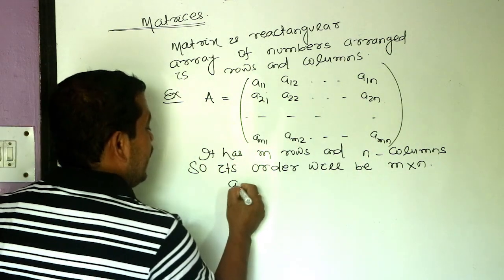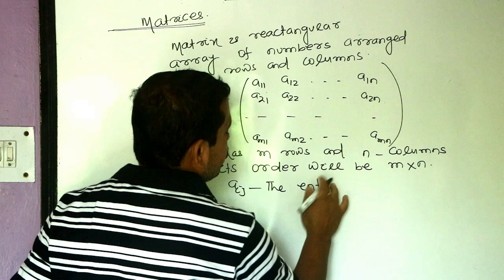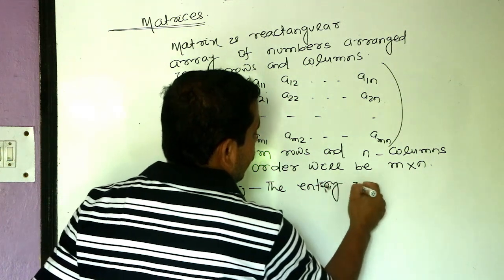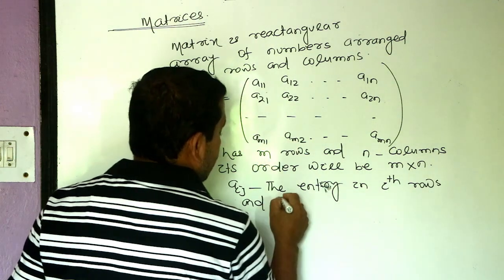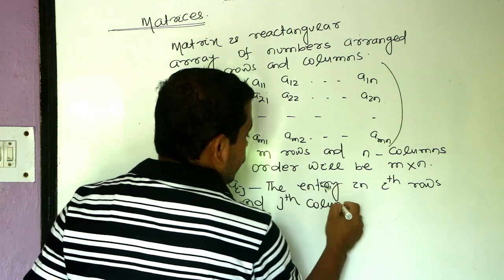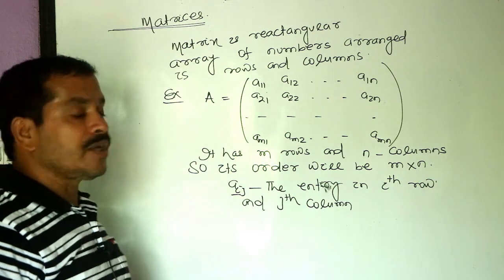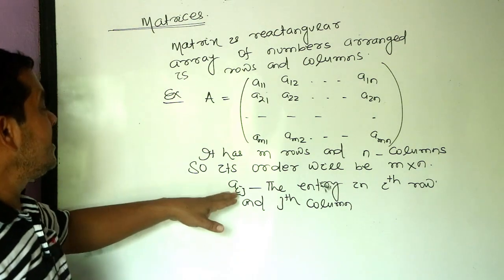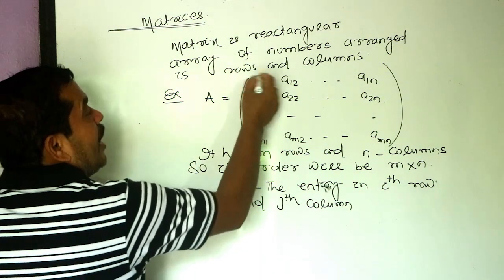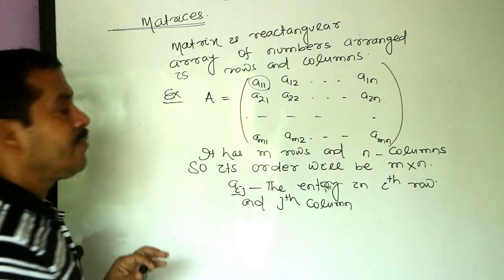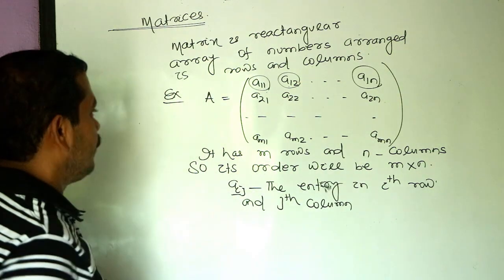Aij means the entry in the ith row and jth column. The first suffix represents the row and the second suffix represents the column. So Aij is an entry or element in the ith row and jth column. Similarly, A11 is an entry in the first row and first column, A12 is an entry in the first row, second column, and A1n is an entry in the first row, nth column.